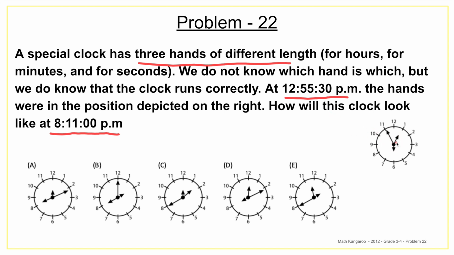So it says 12. So it's before that. So that is the hour, 55 is the minute, and 30 is the second. Now we have to determine what is 8:11:00 p.m. So we look at option A. We see that the hour is at 8, seconds is 00, and minutes is 11. So this is our answer, option A.